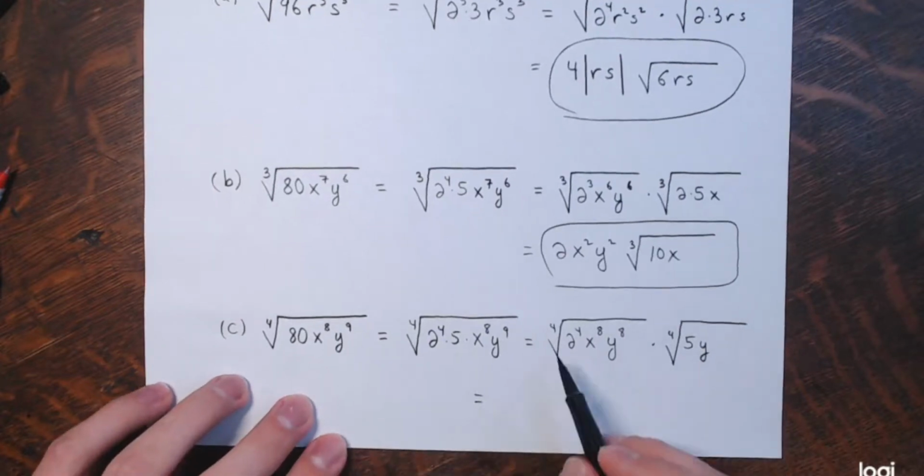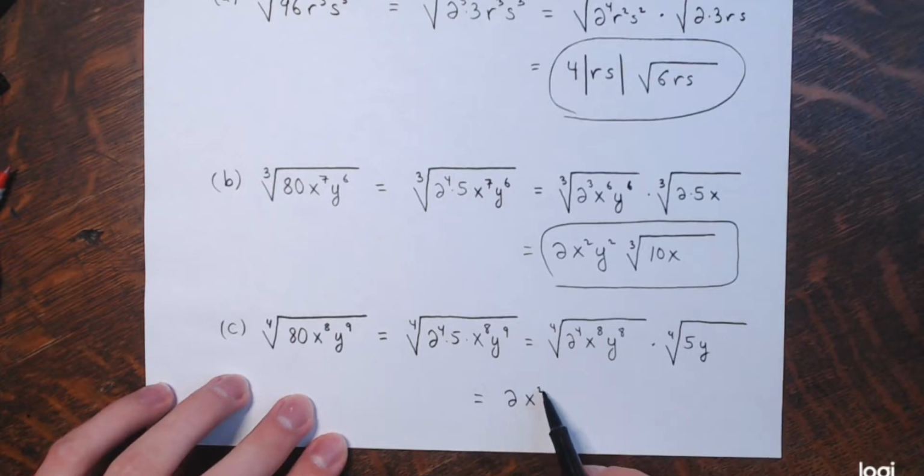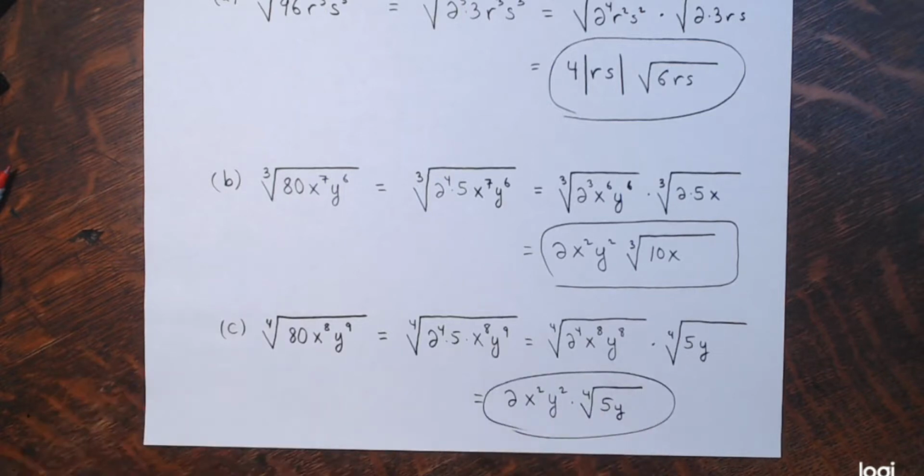Alright, and then fourth root of 2 to the 4th would be 2. X to the 8th would be x squared, right? Because that's x squared to the 4th. This is also y squared to the 4th, so times y squared. Now, this here, x squared, y squared, for real numbers x and y, this is never negative. So I don't need absolute value symbols this time, right? Because of the even powers. And then we have times the fourth root of 5y. So 2x squared times the fourth root of 5y. Great.